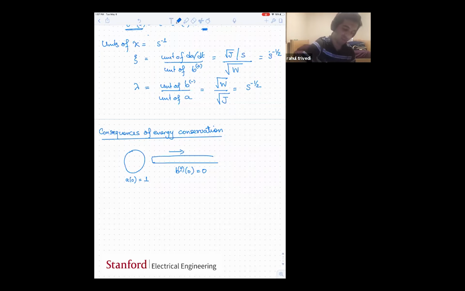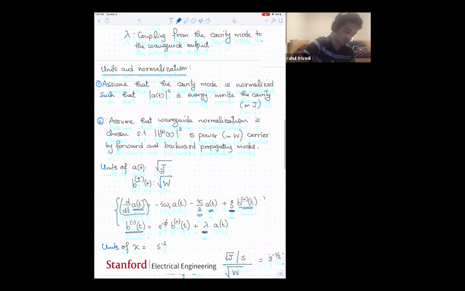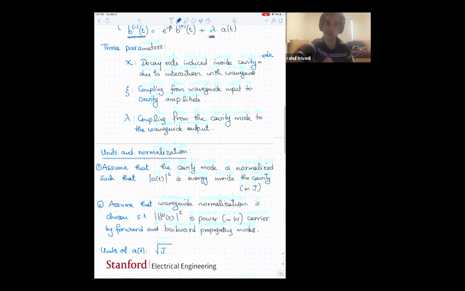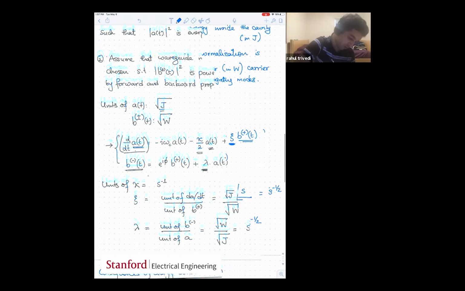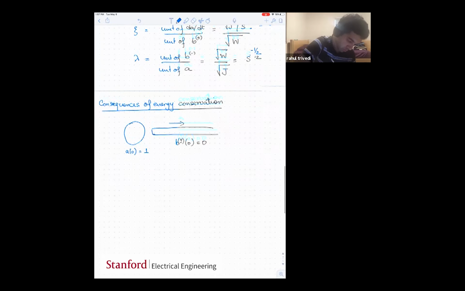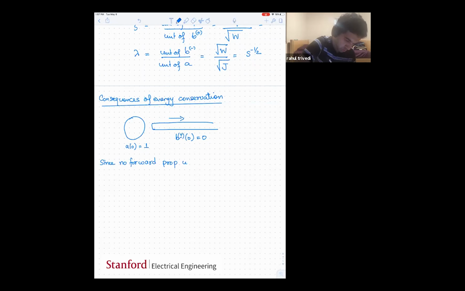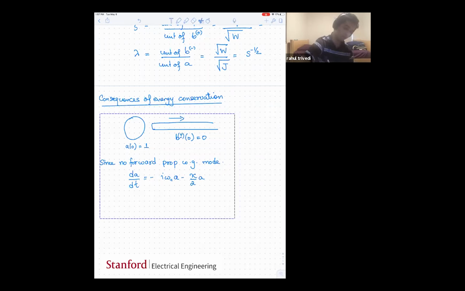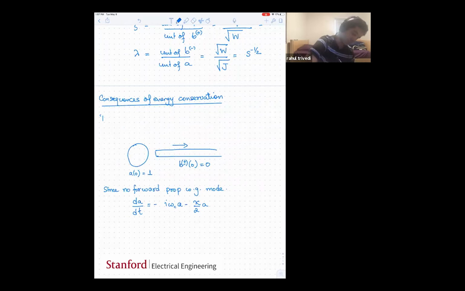Because you don't have any forward propagating waveguide mode, I can use the first equation and set B plus of t equal to 0. Since there is no forward propagating waveguide mode, our equation of motion just becomes dA by dt equals minus i omega C A minus kappa by 2 A. We are looking at a simple decay problem: we excite the cavity at t equal to 0 with some energy and watch it decay.